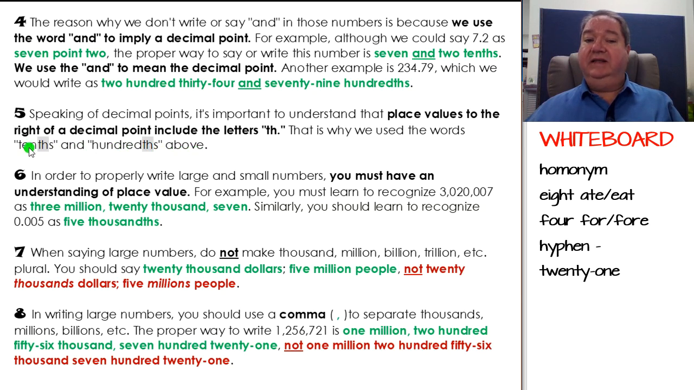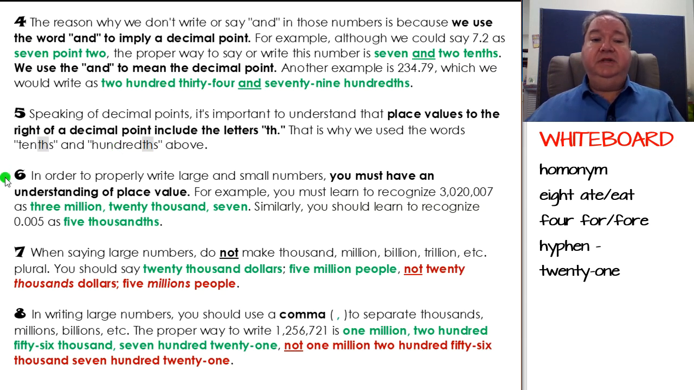Everyone say that. Tenth, hundredth, tenth, hundredth, tenths, hundredths. Try that. Tenths, tenths, hundredths, hundredths. It's a little hard to say. You have to work on it.